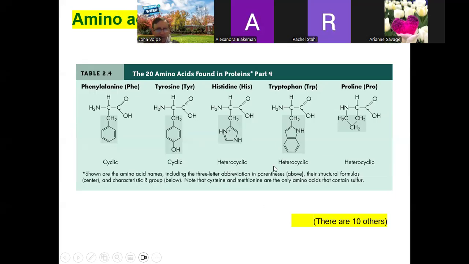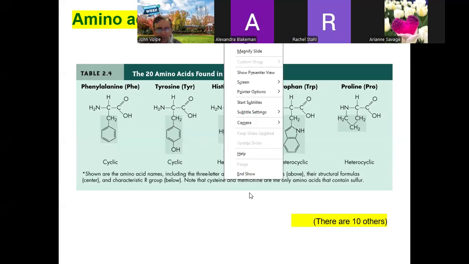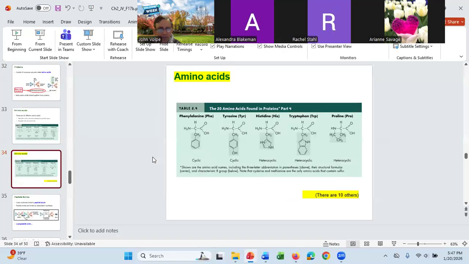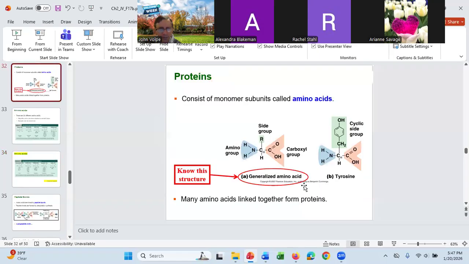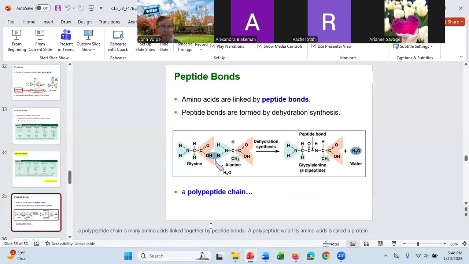You do not need to know the different amino acids. You only need to know the general structure of an amino acid shown in this slide here. All right, amino acids are linked together by a peptide bond, one amino acid hooked to another, forming a chain of amino acids, eventually making the finished protein.